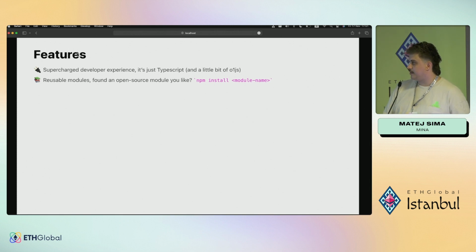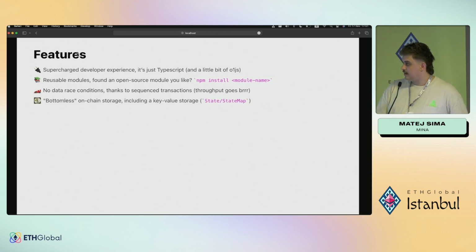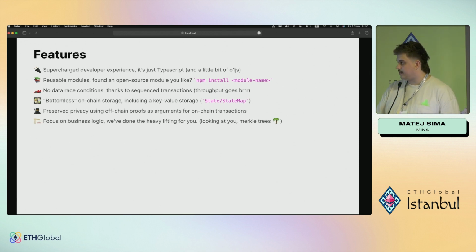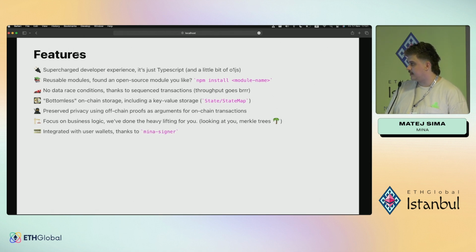You can use a bunch of reusable modules, so it's super easy to create a composable ecosystem where you just use npm install to install, for example, a runtime module. You won't have any data race conditions thanks to the fact that we have a sequencer which will sequence the transactions on chain on your behalf. You will have bottomless on-chain storage, not just 8 fields. You are still able to preserve privacy or anonymity thanks to the hybrid execution model. You don't have to focus on infrastructure. Instead, you can focus on building your business logic. It works well with the established ecosystem wallets. And it's not another zk-VM.